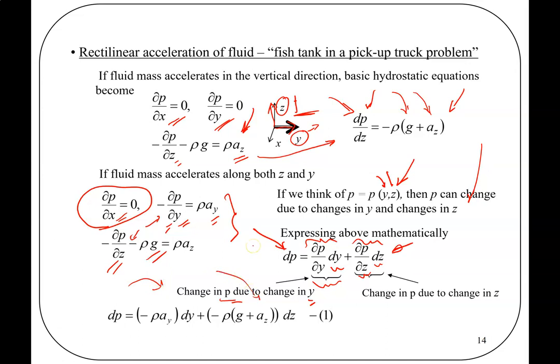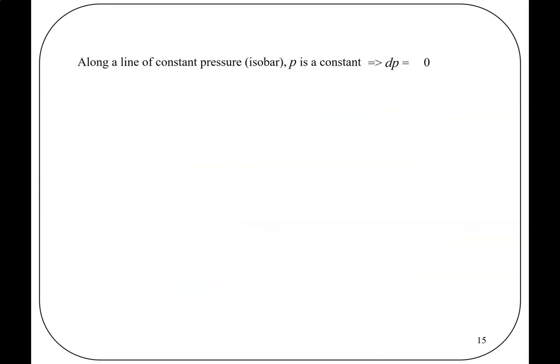Now, why is this result useful? If I go to the next slide, along a line of constant pressure, we know that pressure does not vary along that surface or along that line. In other words, dp has to equal 0. So if I restrict myself, for instance, in the case of a swimming pool, it will be a horizontal plane. There's no change in pressure in that circumstance.